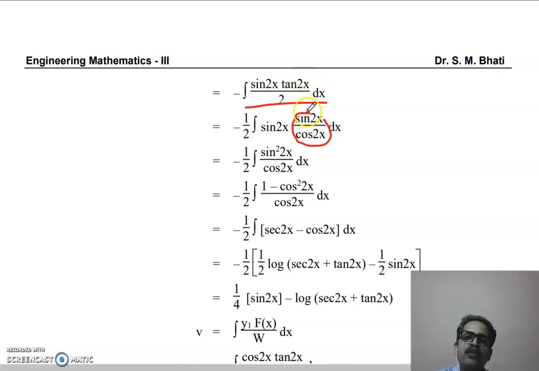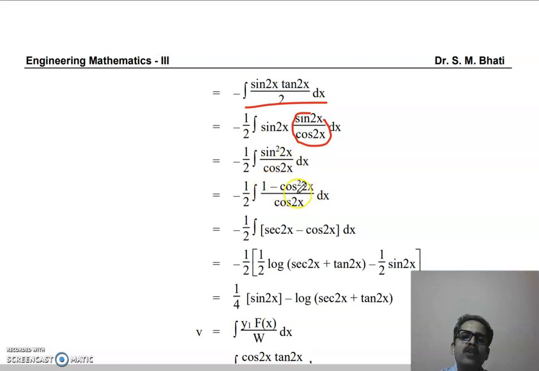So tan 2x becomes sin 2x divided by cos 2x. Now sin 2x into sin 2x becomes sin square 2x. And you know that sin square theta plus cos square theta equals 1. So sin square theta equals 1 minus cos square theta, and hence here sin square 2x, the role of theta being played by 2x, becomes 1 minus cos square 2x.